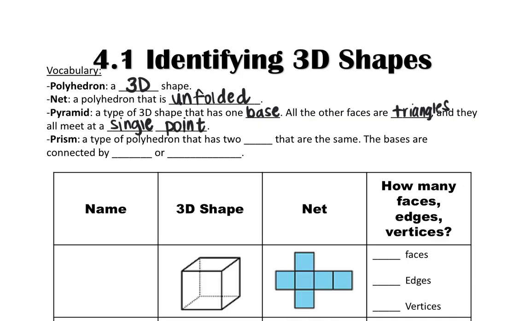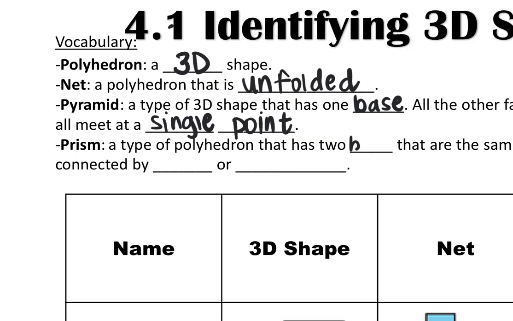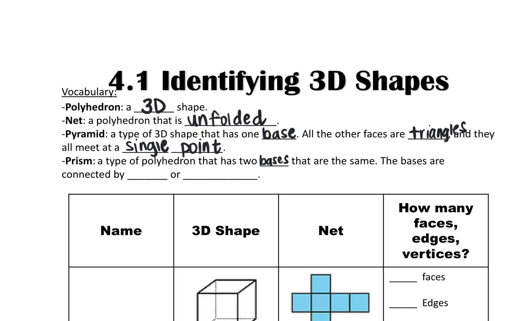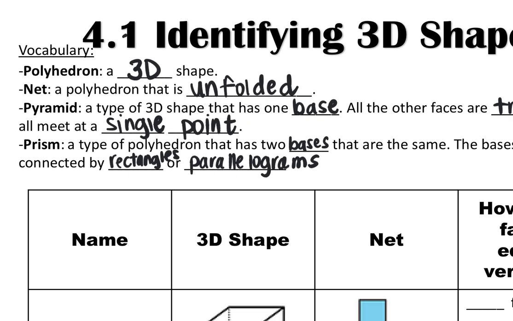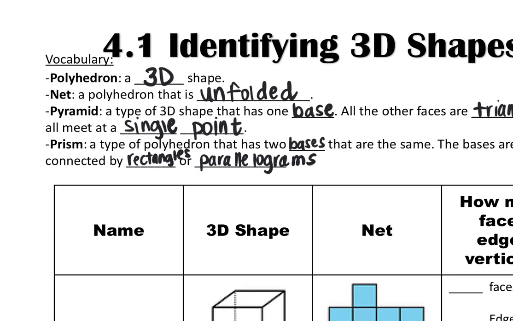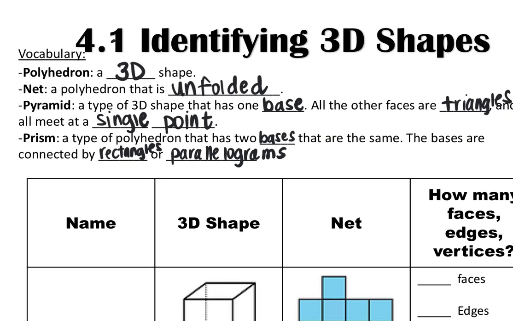What about a prism? A prism is a type of polyhedron that has two bases that are the same. The bases are connected by rectangles or parallelograms. Okay, so a prism, very important. This one now has two bases, and the faces will be rectangles most of the time, or it says here parallelograms.